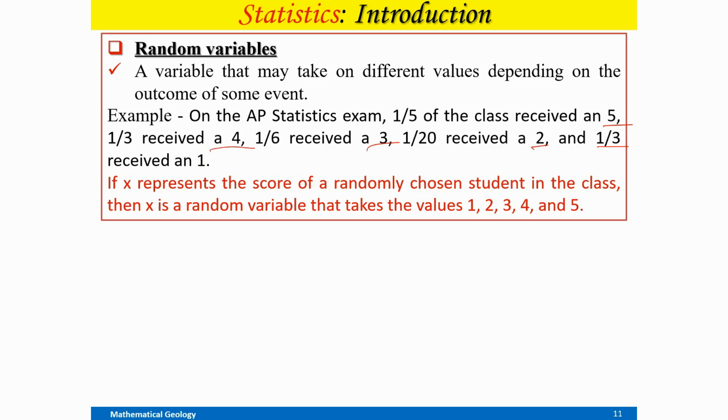So if you represent x as the score of a randomly chosen student in the class, then x will be a random variable. So what are the values of x? 1, 2, 3, 4, 5. Okay, so it's called the random variable here. That means the variable that may take on different values depending on the outcome of some event.